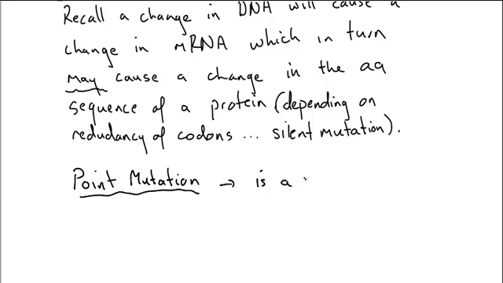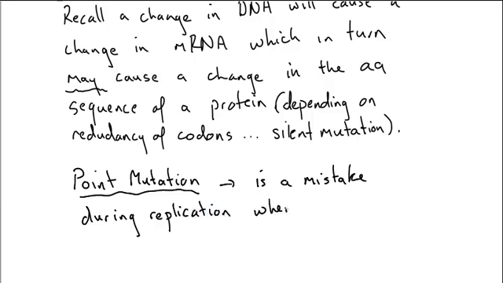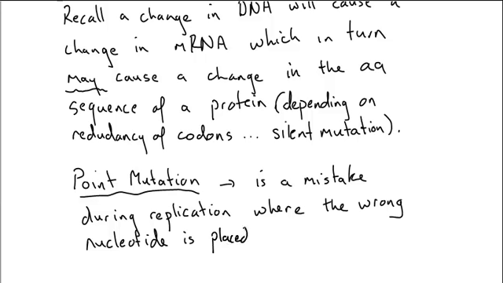is a mistake typically occurring during replication, where a nucleotide is placed into what is supposed to be the complementary sequence. So there's a mispairing.